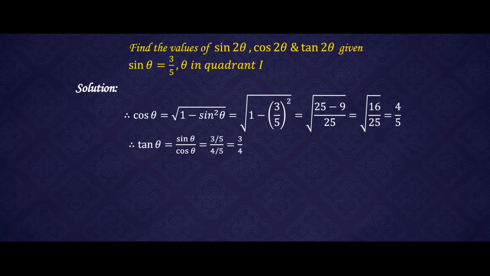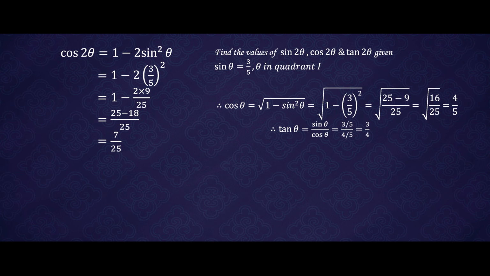So now you got the value of sin theta is already given, cos theta is 4/5, tan theta is 3/4. Before you find the value of sin 2 theta, you need to find out cos theta and tan theta using this one. So finally, sin 2 theta is equal to 2 sin theta cos theta. So we substitute sin theta and cos theta here, and then we got the answer as 24 divided by 25. So that means the value of sin 2 theta will be 24 divided by 25.